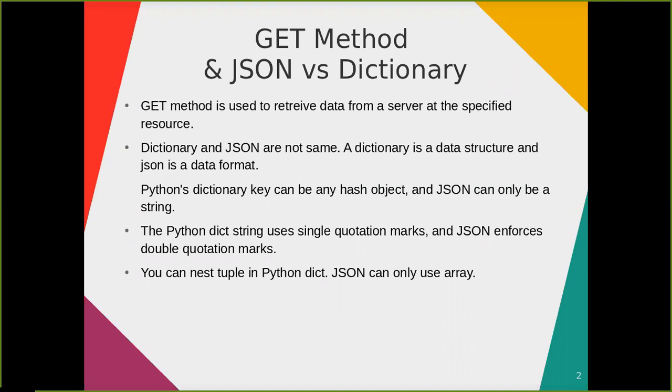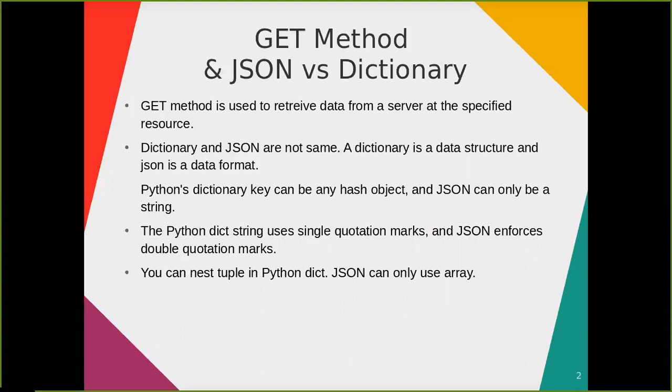In Python you have the dictionary data type, and JSON is the format that is used in web applications. However, we need to understand the main difference between the dictionary and JSON. The first point is that both are not the same. The second point is that a dictionary is a data structure available in Python, whereas JSON is a data format. And a Python dictionary can hold any hashable object. For example, it can be a reference variable, it can be any class, it can be anything which is hashable.